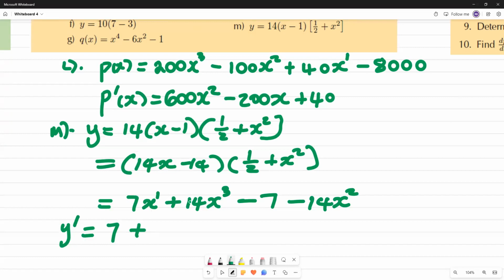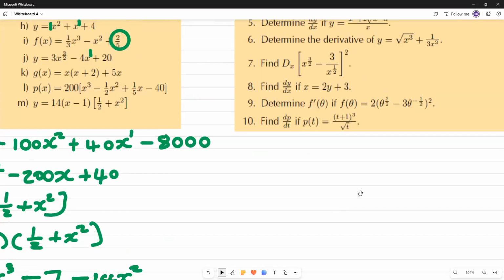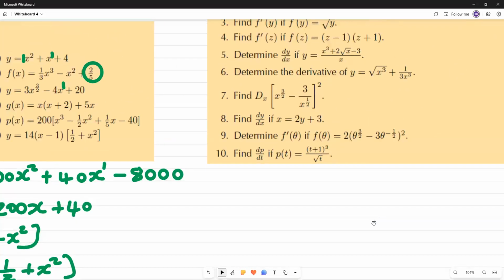That is 42. So we get 42, and then we minus 1 there. So take away 1, we get that. Derivative of a constant is 0. Negative 14 times that is negative 28. And then x, because we have 2, take away 1, right? And then that's it with m. Let's keep on going. Perfect.